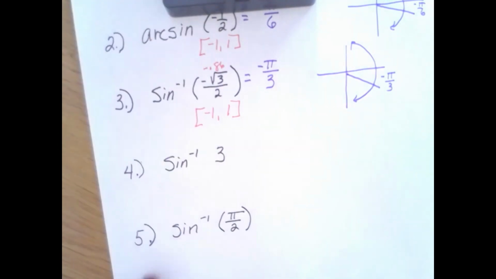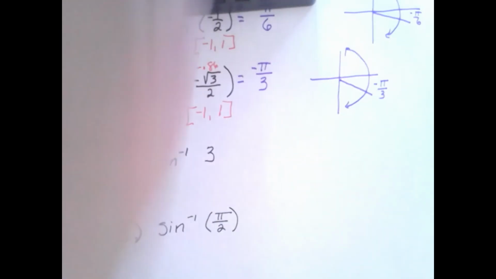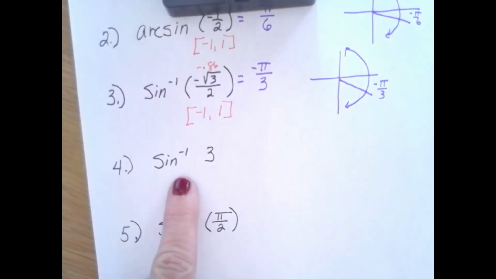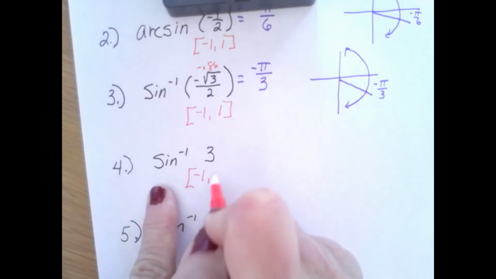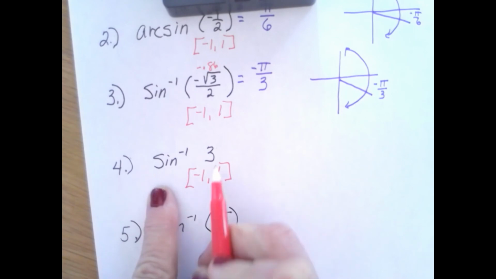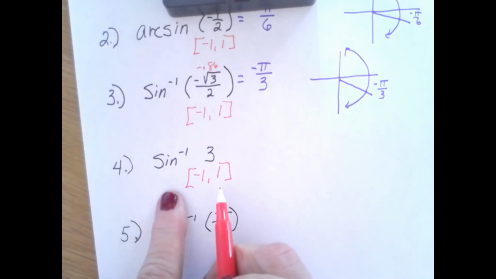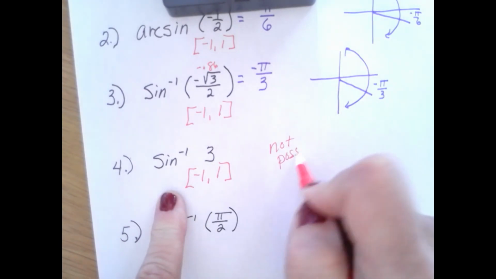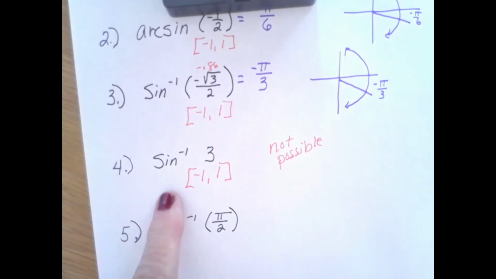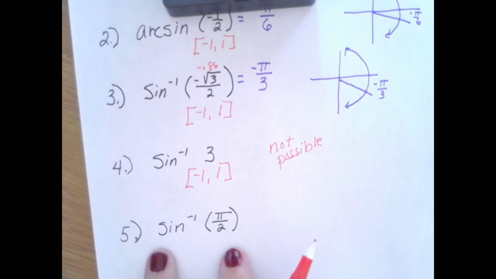Now, let's scoot this up a little bit more. And let's look at inverse sine of 3. Well, the first thing we're going to do is check our restricted domain, -1 to 1. Does 3 fall between -1 and 1? No, this is not possible.